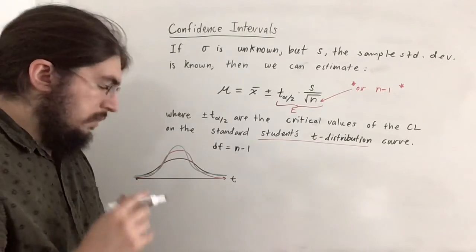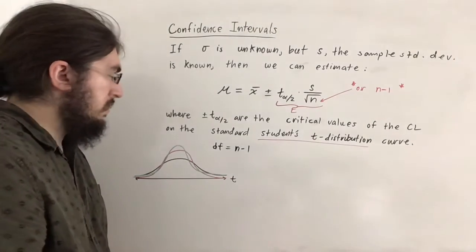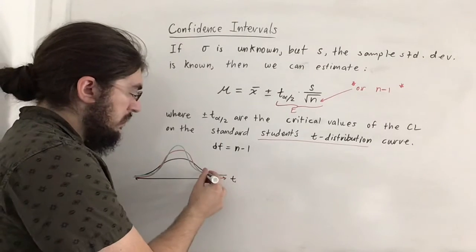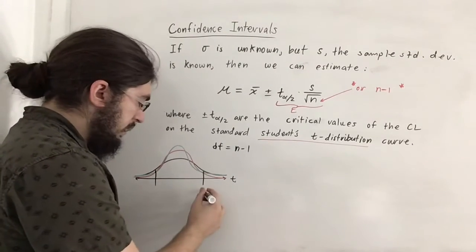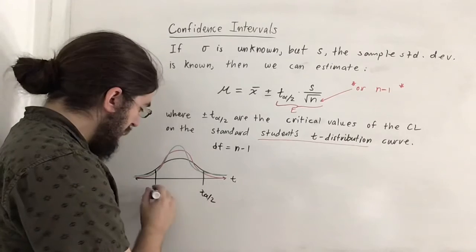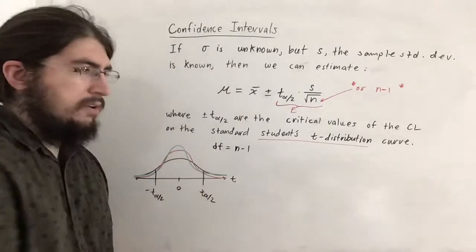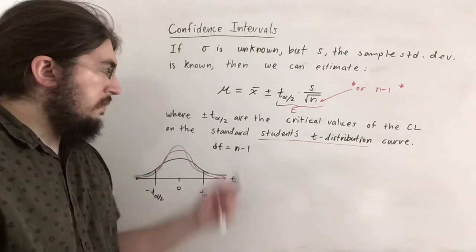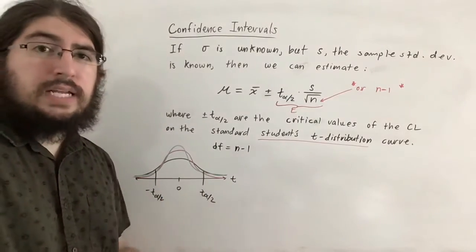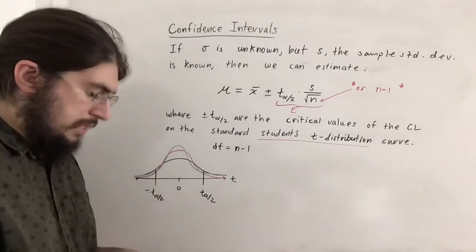Great. So now, how do we find these t sub alpha over 2's? Again, this is t sub alpha over 2, and this would then be negative t sub alpha over 2, and the mean here is still 0 with standard deviation 1 because that is from the standard t curve, kind of like for the standard z curve, you have the same scenario.